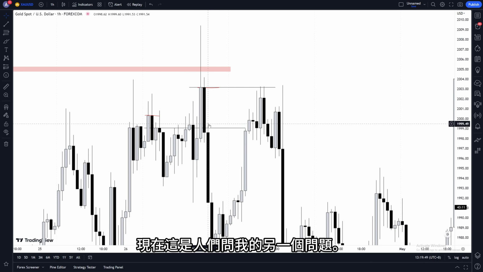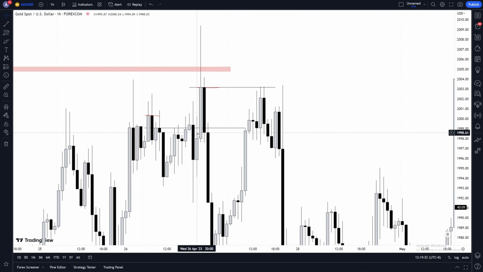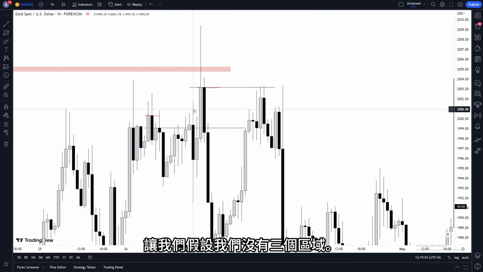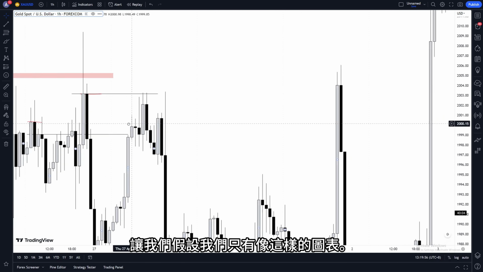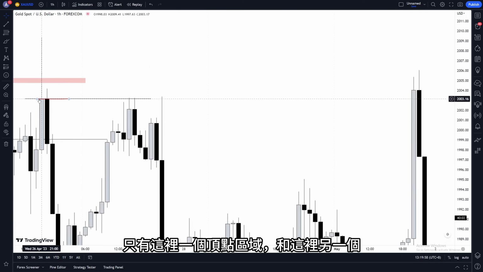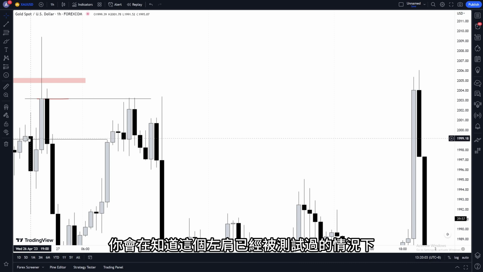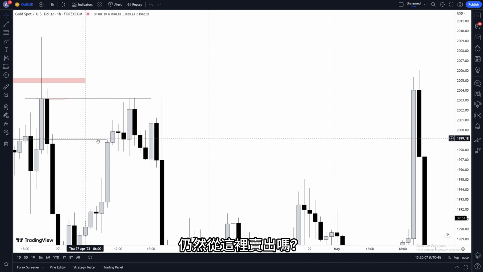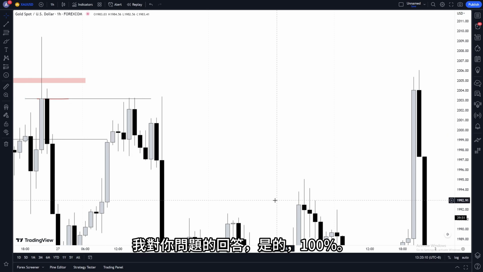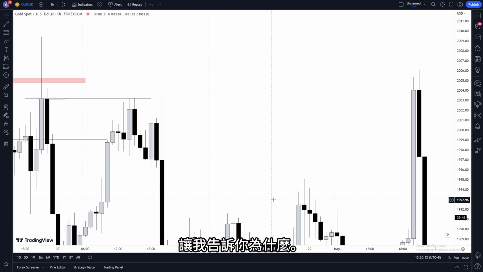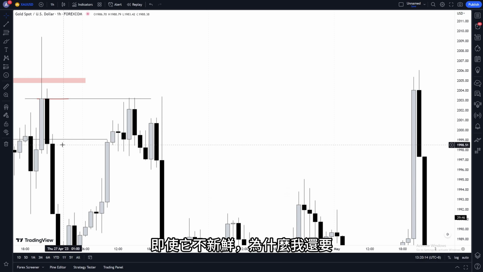Now, here's another question that people have asked me. Avi, let's assume we didn't have 3 zones. Let's assume that we only had the chart like this. Just one zone here, the apex, and another zone over here at the left shoulder. Would you still take a sell from this left shoulder knowing that it's been tested? My answer to your question, yes, 100%. And let me tell you why. Even though it's not fresh, why am I taking a sell?